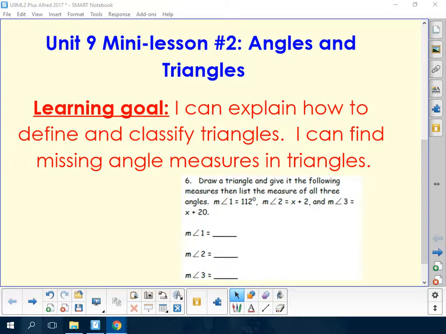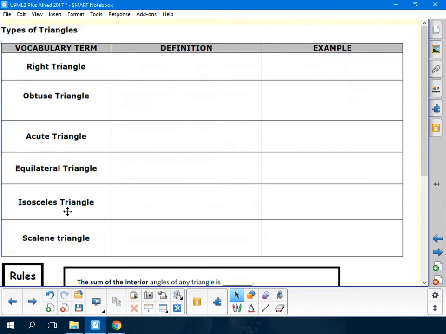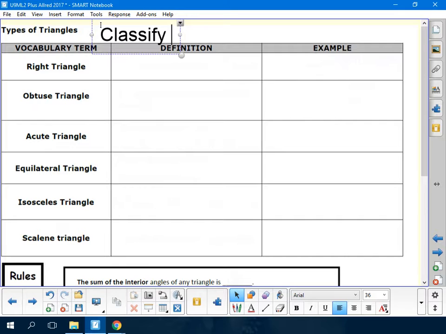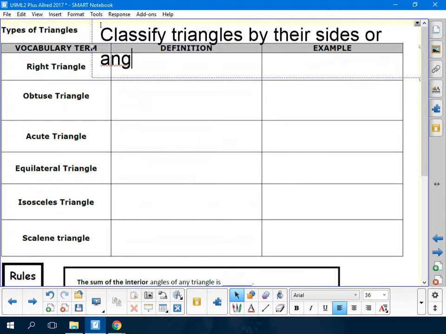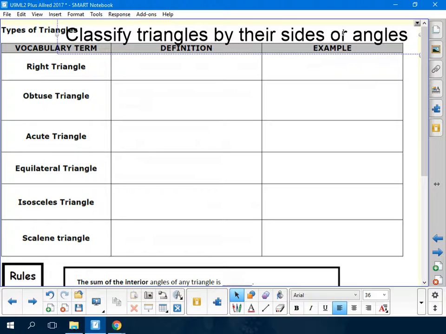Okay, we're going to go ahead and get started with the notes. We're going to talk about triangles today, the angles inside of them and their sides. Okay, there's 2 different ways to classify triangles. You can classify triangles by their sides or angles. Okay, and we're going to work first, these first 3 things.